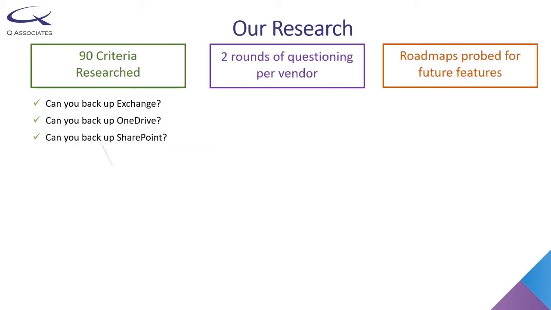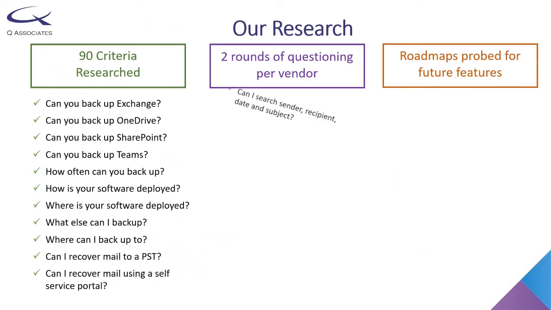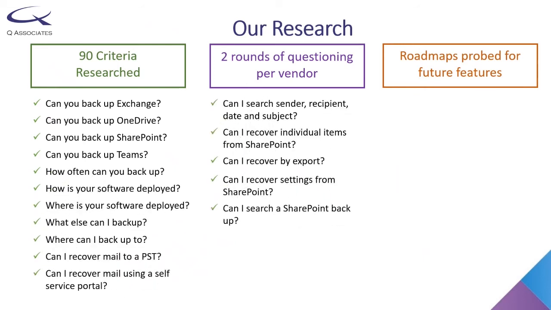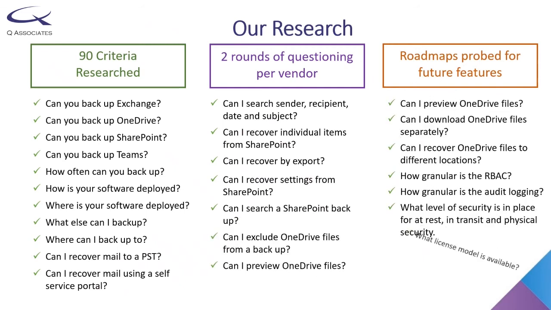So what have we looked at? Well, we had around 90 criteria that we've researched. So you can see some of them building out on screen right now. So we've collated all the data from the different technologies that we've reviewed and created a matrix. Now, we've done that with 2 rounds in questioning per vendor. So that involved their sort of PowerPoint presentations and marketing, but also demonstrations as well.